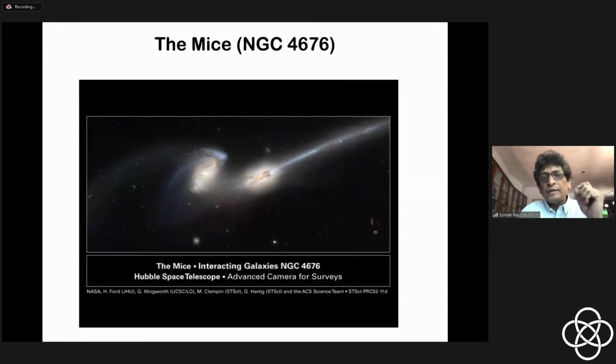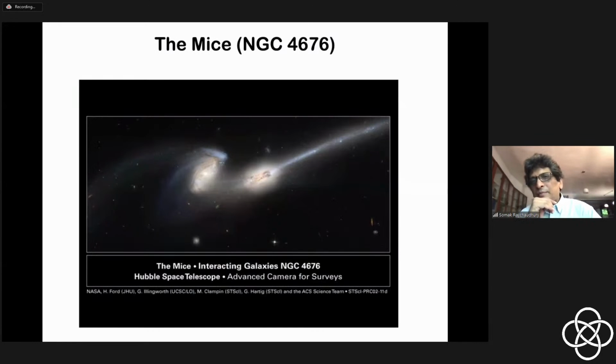I'll come back to this in a minute. An example of that is the Mice, a very famous example of interacting galaxies, because they look like playing mice. These are two galaxies that are interacting with each other. You can see that as a result of their coming together and closely interacting, the tidal forces, etc., stars have come out of them. The question is, can you reconstruct this by looking at how these galaxies can come together and collide with each other?